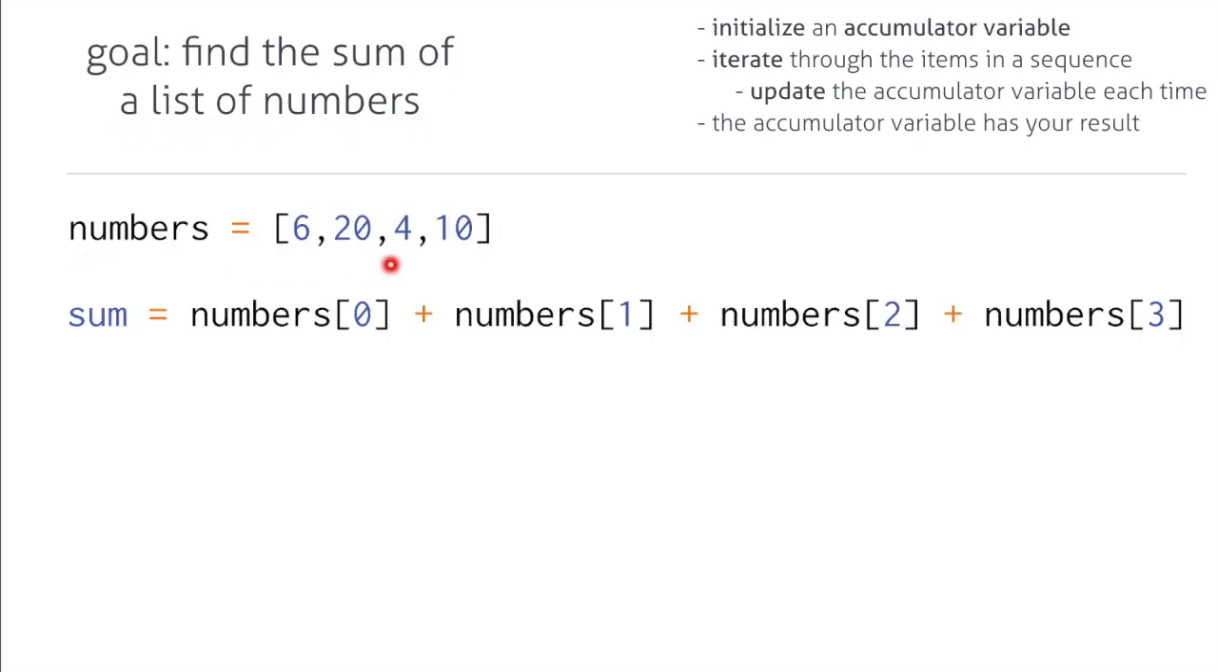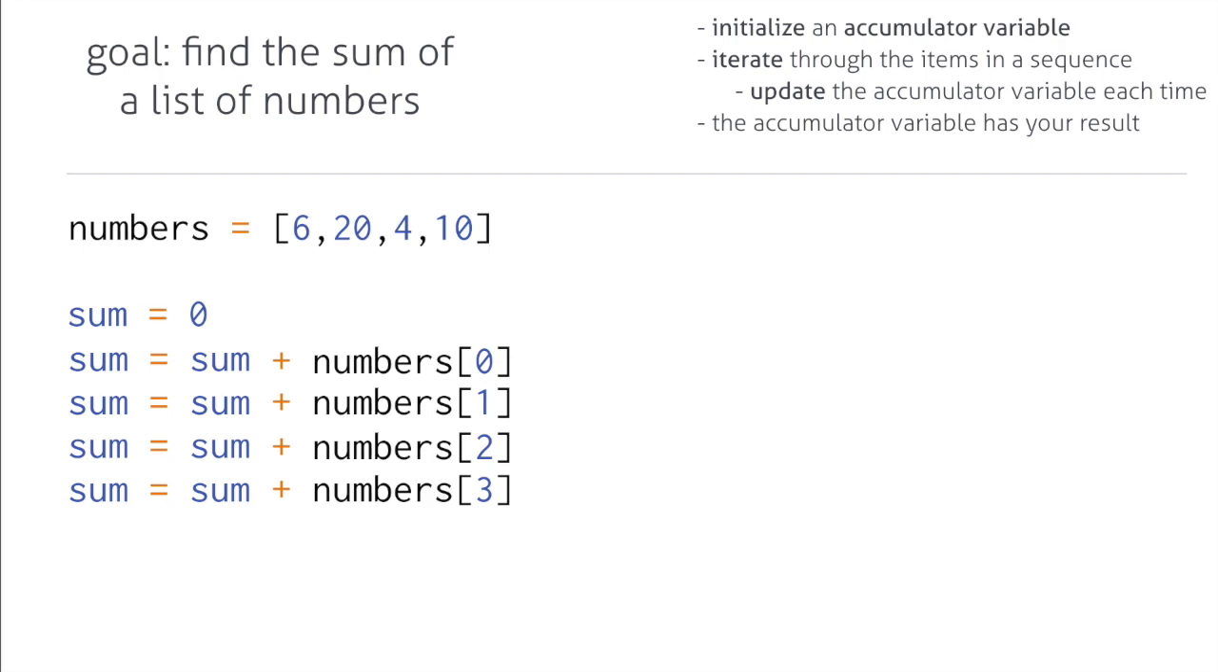Suppose that this is our list of numbers, and we could do this just by saying sum equals the first item plus the second item plus the third item plus the fourth item, but I'm going to write this in a slightly different but effectively the same way. I'm going to start off sum as 0, and then I'm going to reassign sum to its previous value, in this case 0, plus the first item.